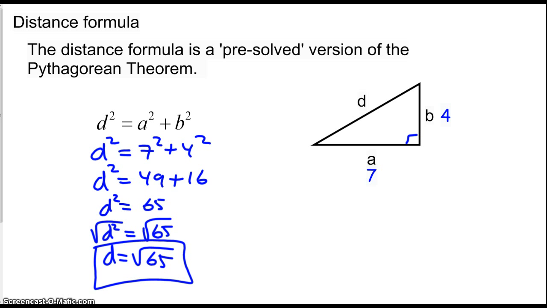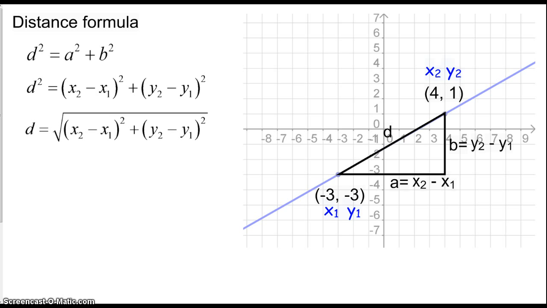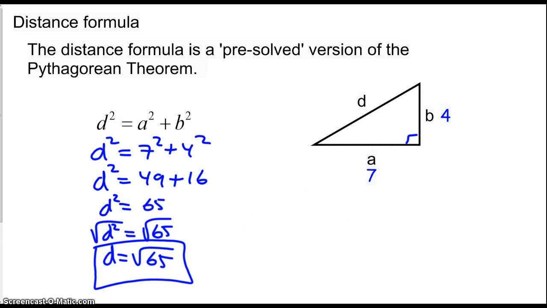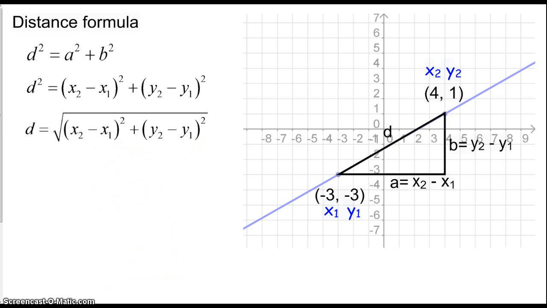So we do have a conceptual way to do this with the Pythagorean theorem. Okay, distance formula is just another way to do that. I've got the same triangle here, a distance of 7, a distance of 4, but let me put it on a grid. What if I had points here, where this point was 4, 1, and this point was at -3, -3, and I wanted to find the distance between those 2 points, the distance d. Well, that a is just x2 minus x1, the same way as it was for slope, and the b is just the difference in the y's, y2 minus y1.